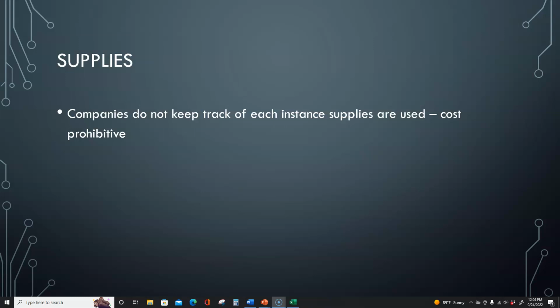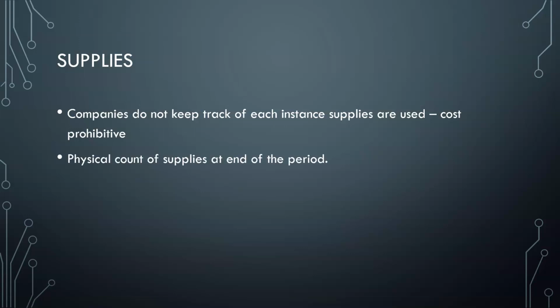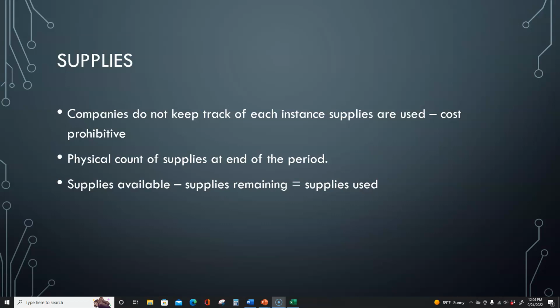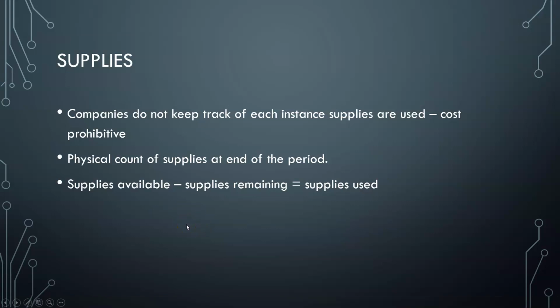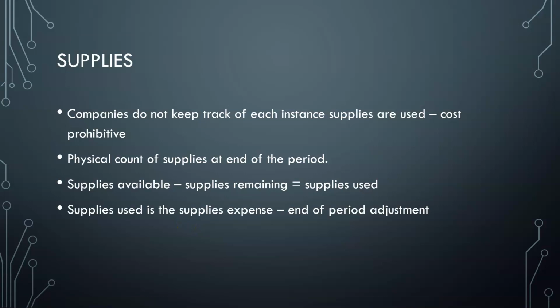In order to figure out how much supplies are used, which is a supplies expense, companies take a physical count of supplies at the end of the period. Now they know how much supplies were available because they know how much they bought and how much they had in their stock. After the physical count, they know how much supplies are remaining in their inventory. So to figure out how much supplies were used, they take the supplies available and subtract supplies remaining to determine supplies used. Supplies used is the supplies expense, and this is recorded as an end-of-period adjustment.